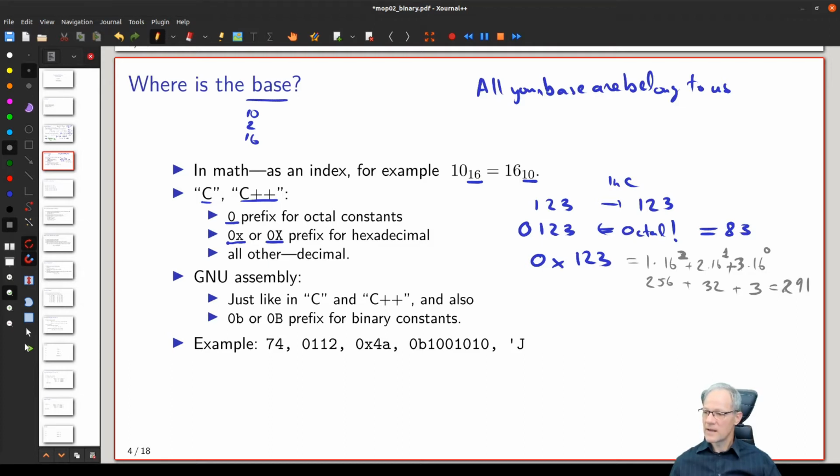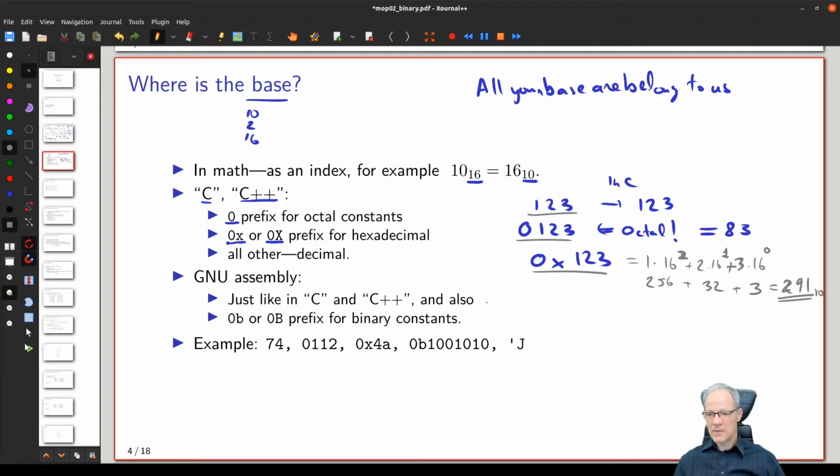See? The value, so that's in decimal, right? 123 in hexadecimal is much larger than in decimal. Right. Now these are the 3 most popular ways to write constants in C and C++, and in fact many other programming languages accept this format, right?